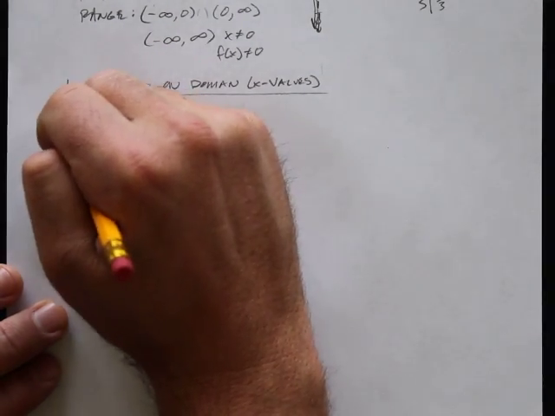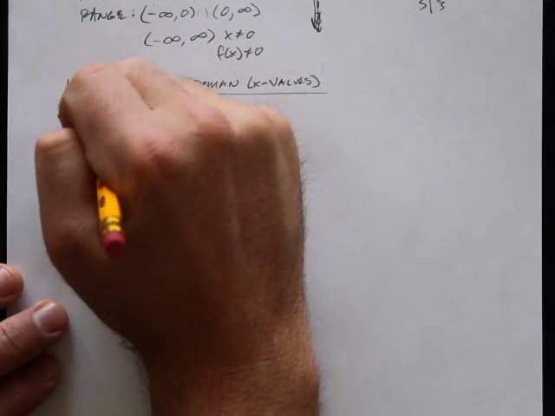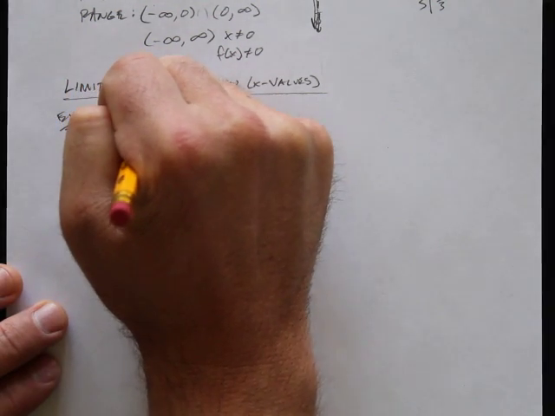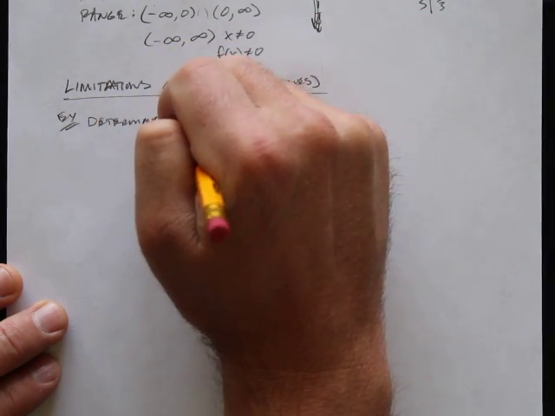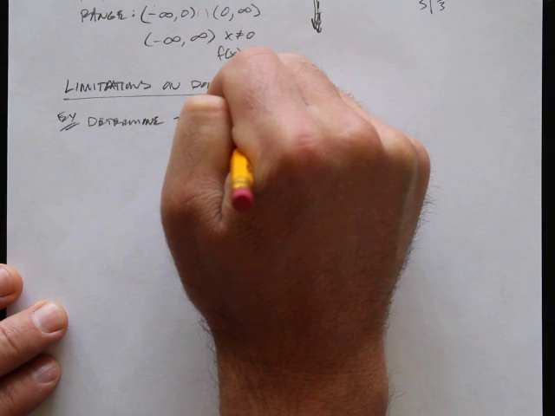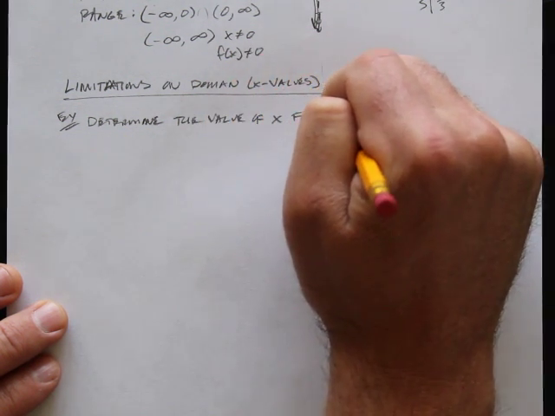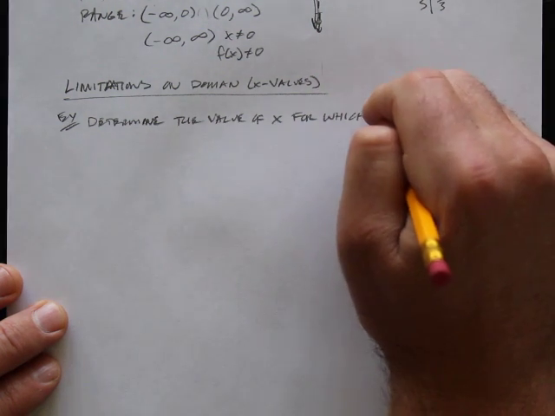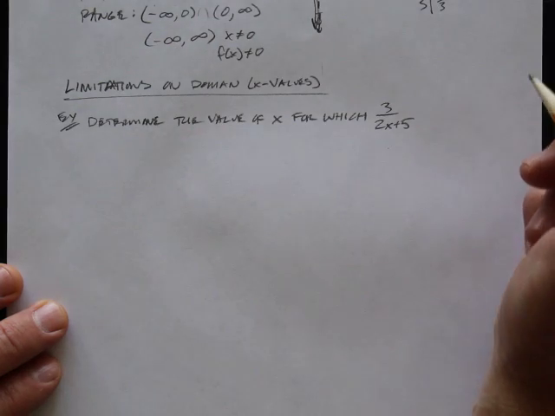Example. Determine the value of x for which 3 over 2x plus 5 is not defined.